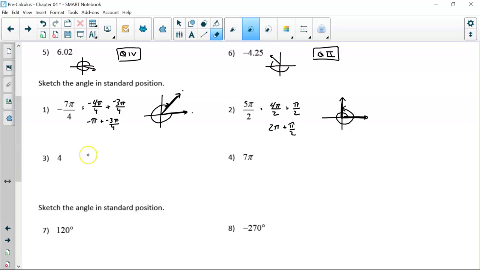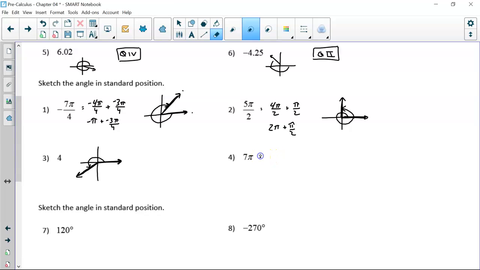For 4. Now remember, we're going counterclockwise. About 3.14 will take us 180 degrees. So we're going to go a little bit past that to get to 4. And there we are in quadrant number 3. So here's our initial side here and our terminal side down there.